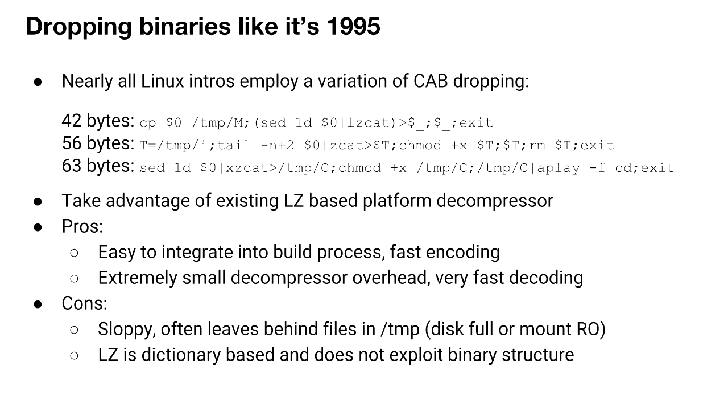They all take advantage of essentially this LZ-based decompression that's on the platform, which makes it really easy to integrate, right? Because you can just pipe this through gzip and then append this line. The decompressor is small, it's very fast, but it's kind of sloppy. Sometimes it doesn't work because the drive is mounted read-only, or that temp directory's not there, or it's full, or whatever. And also these dictionary-based compression algorithms don't exploit the self-similarity that's in x86 assembly. So we're going to take a closer look at that.